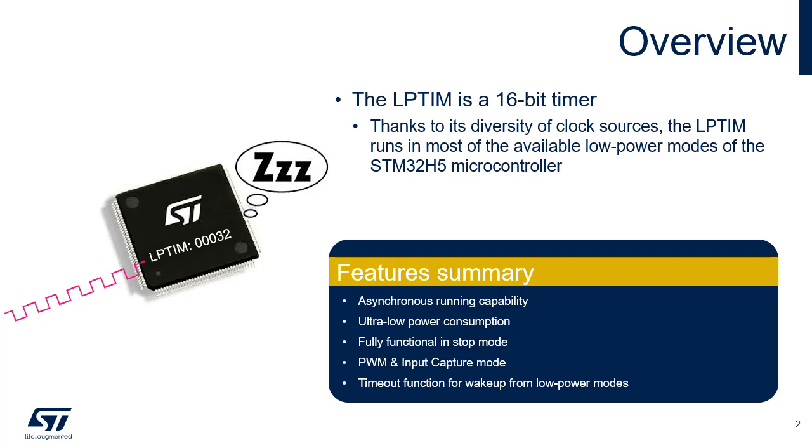The low power timer peripheral embedded in the STM32H5 microcontroller provides a 16-bit timer that is able to run even in low power modes. This is made possible thanks to a flexible clocking scheme. The low-power timer peripheral provides basic general-purpose timer functions. One major function of the low-power timer is its capability to keep running even when no internal clock source is active when configured in asynchronous counting mode.